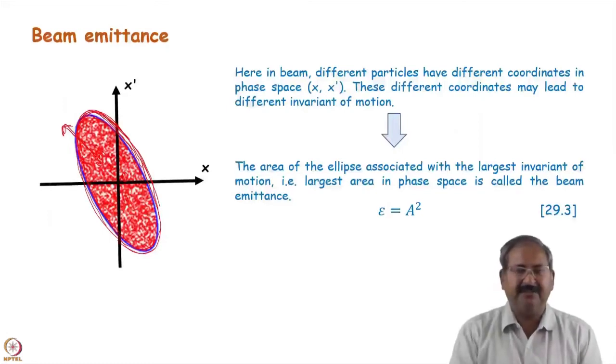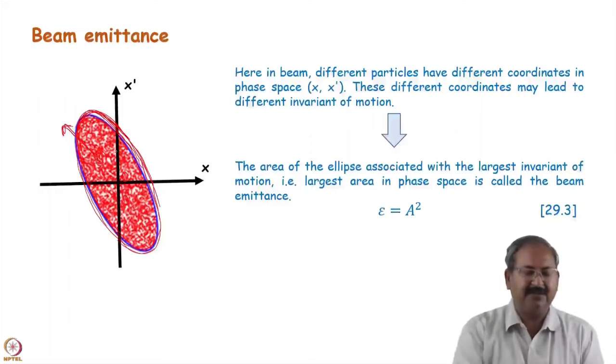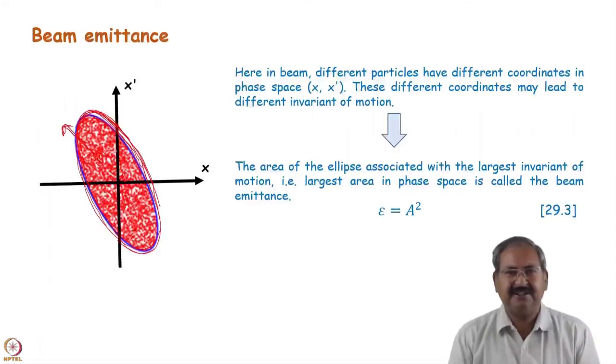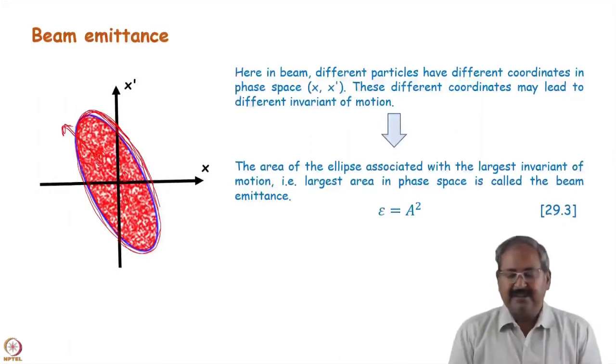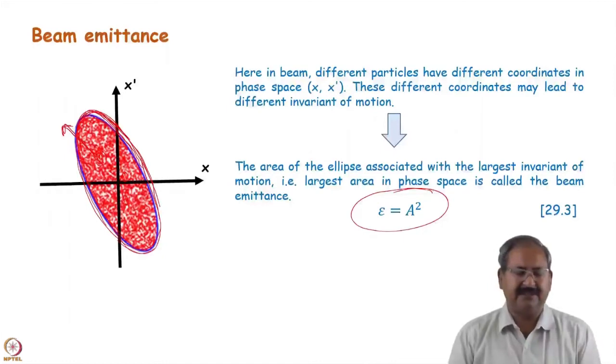So we have many different initial conditions, and we choose which initial condition in a beam leads to the largest invariant of motion, and that largest value of invariant of motion is known as beam emittance. So this beam emittance is a very important parameter in accelerator physics.